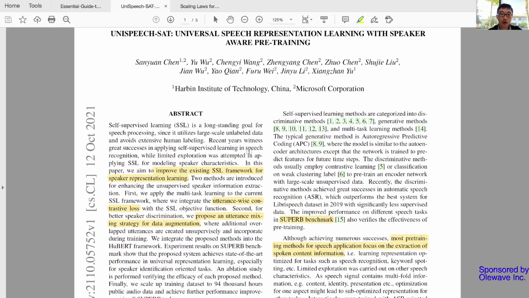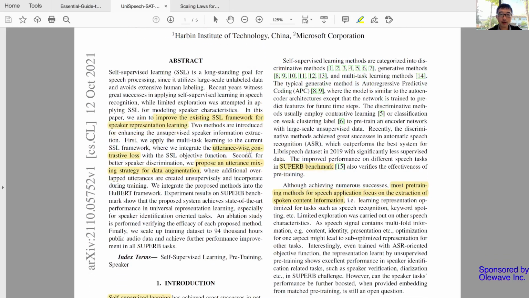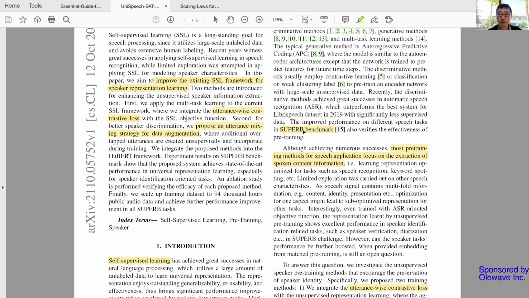For those of you who are not familiar with the SUPERB benchmark, I would say this is a benchmark which is not ASR based, but it focuses on speaker recognition, emotion, and non-speech recognition benchmarks. This is the task the authors are trying to focus on.